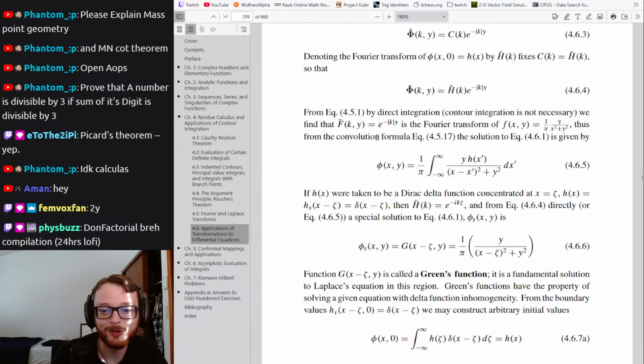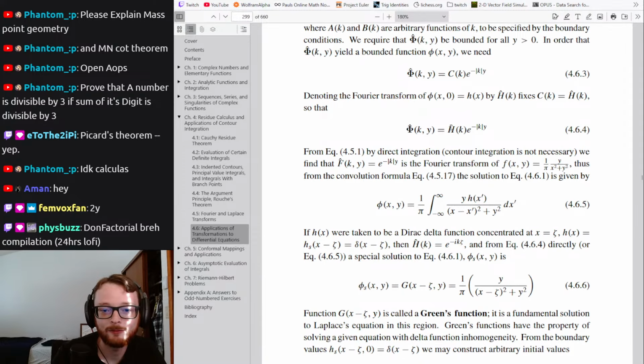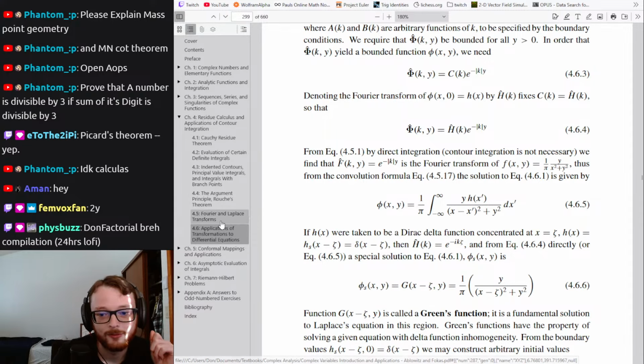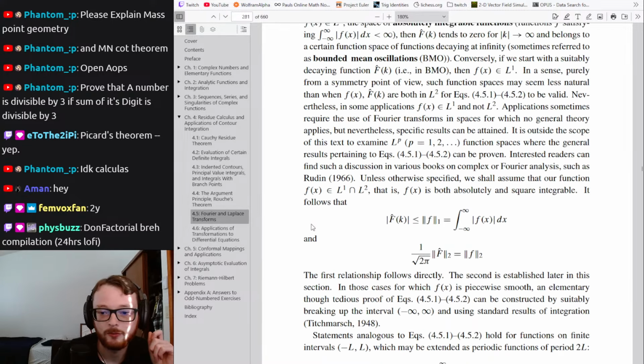Okay, so I do want to apply the convolution formula. Because what we're doing is the inverse Laplace transform of this bad boy. And so that's the product of two Laplace transforms. So the inverse of that will be the convolution product. 4.5.17.